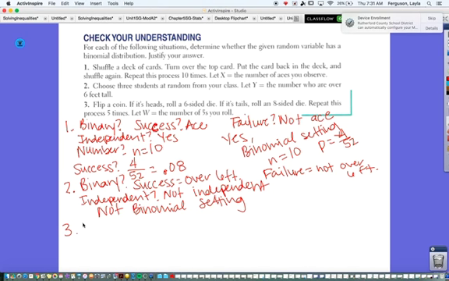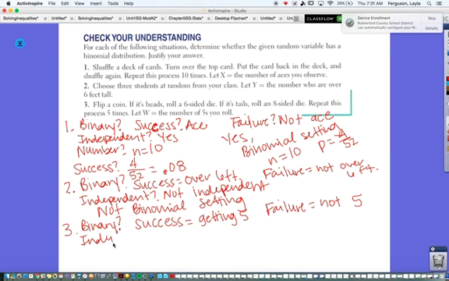Three, flip a coin. If it's heads, roll a 6-sided die. If it's tails, roll an 8-sided die. Repeat this process 5 times. Let W equal the number of fives that you roll. Alright, so we're going to start with binary. Can we say what a success is and what a failure is? For this one, a success would equal getting a 5, like rolling a 5. And a failure would be not a 5.